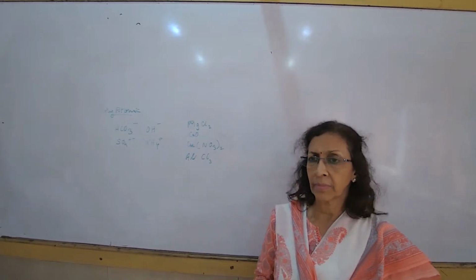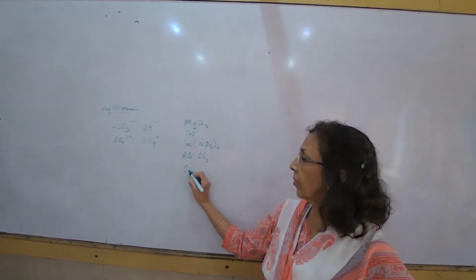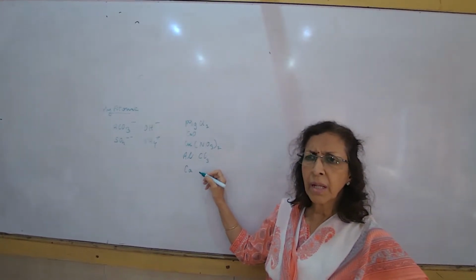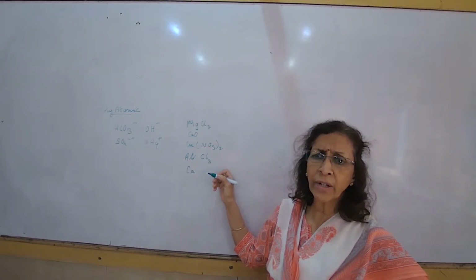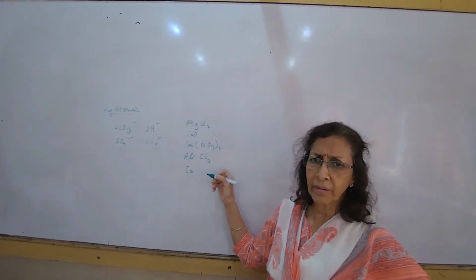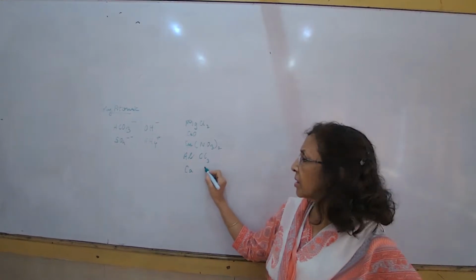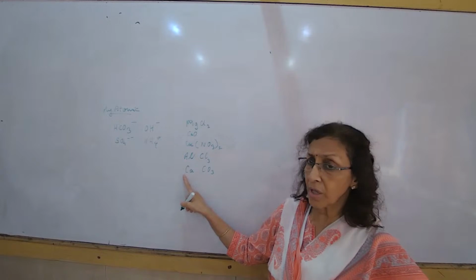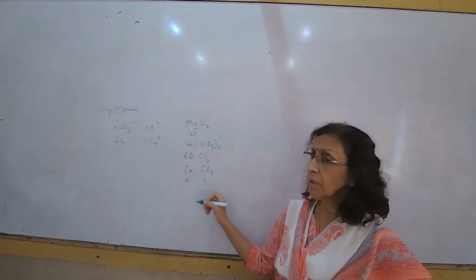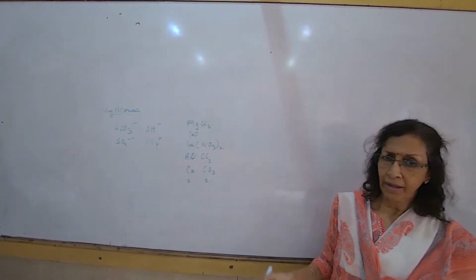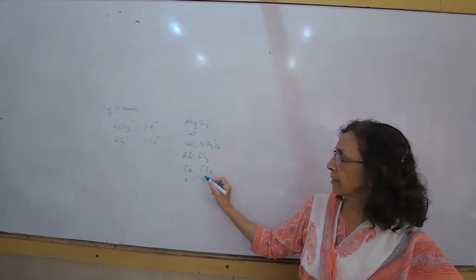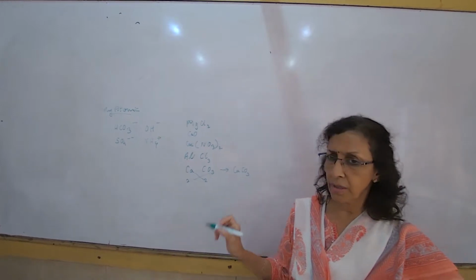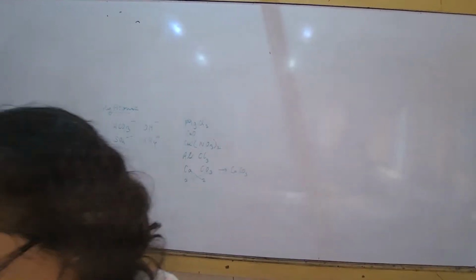Why HCO3? Carbonate, not bicarbonate. CO3 bracket 2. Yes, calcium carbonate. Carbonate is also 2. This is 2, this is 2. Cancel. When you cross multiply, this will get CaCO3. So the answer is CaCO3. That's all. Next one.